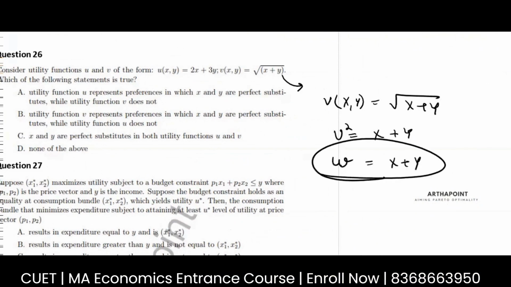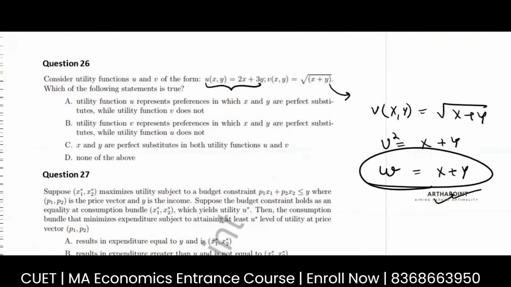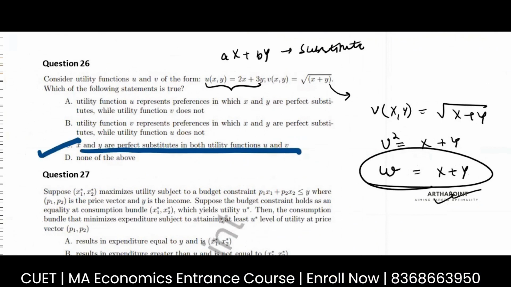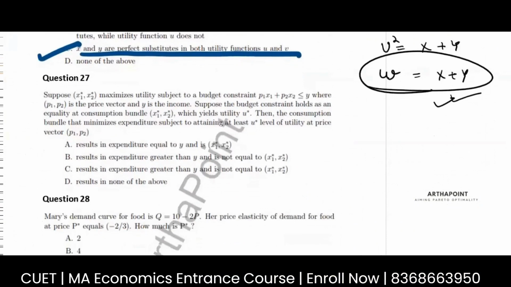This is substitute goods. And if I look at this utility function, it is of the form ax plus by. This is also substitute goods. So both represent substitute goods. So the answer is x and y are perfect substitutes in both the utility functions. Okay, let's go to the next question.